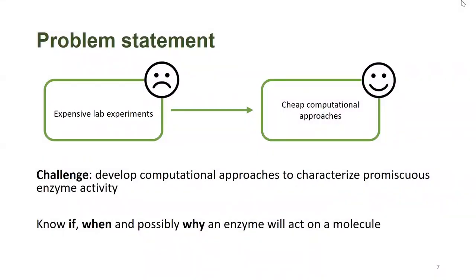The only problem with this is that it's expensive to perform lab experiments to find the right enzyme for whatever job you want it to do. So a cheaper approach would be to try to develop an understanding, a characterization, of enzyme promiscuity using computational approaches. The goal is to know if, and possibly even why, an enzyme will act on any given molecule.